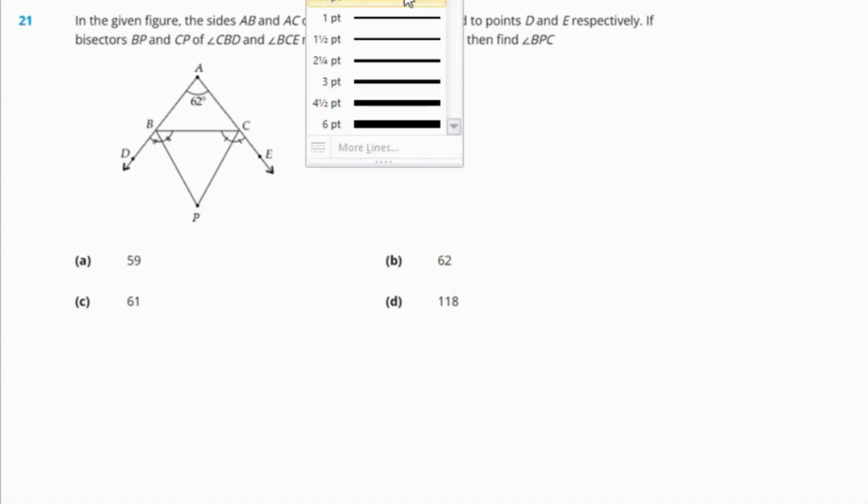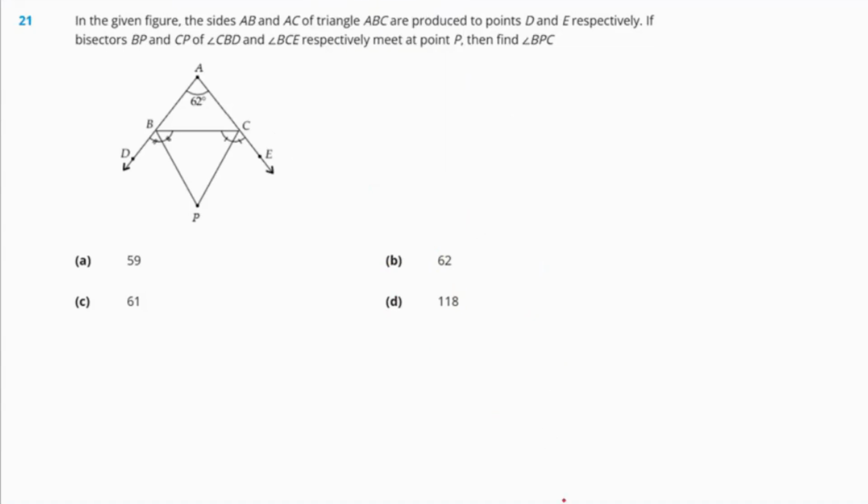Now the next question, the 21st question, says that in the given figure, the sides AB and AC of triangle ABC are produced to points D and E respectively. If the bisectors BP and CP of angles CBD and BCE respectively meet at point P, then we are supposed to figure out angle BPC. So for that, what can we do?